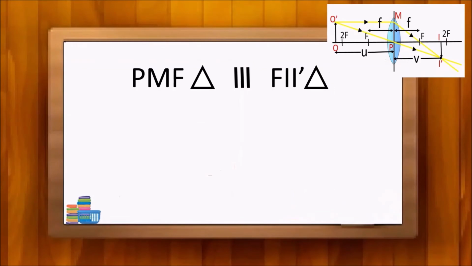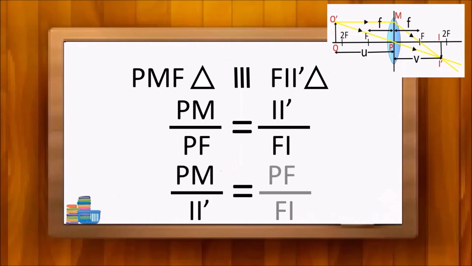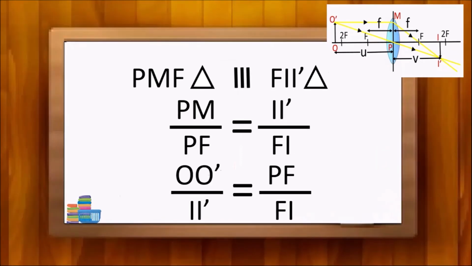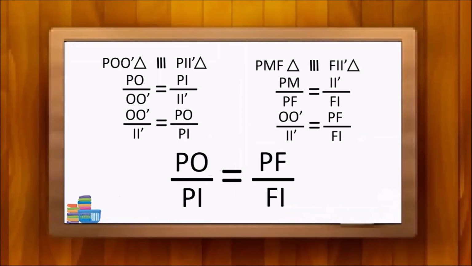Furthermore, triangle PMF and triangle FII prime are equiangular. PM over PF equals II prime over FI. We can change it just like the previous one. PM over II prime equals PF over FI. Since PM and OO prime are equal in size, we can replace this PM with OO prime. So OO prime over II prime equals PF over FI. From both of these equations, we have PO over PI equals PF over FI.